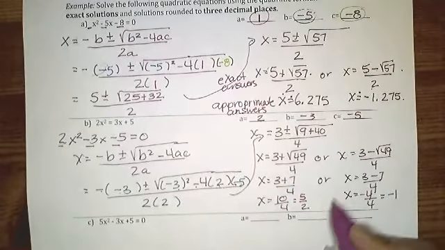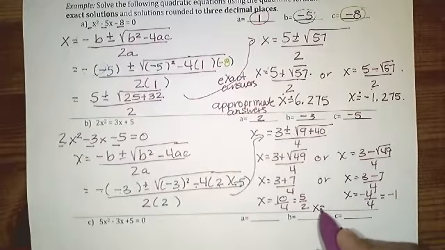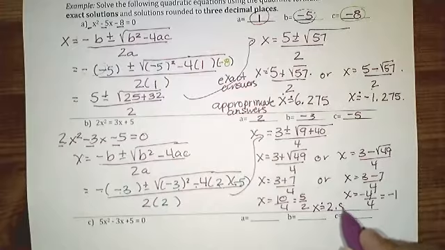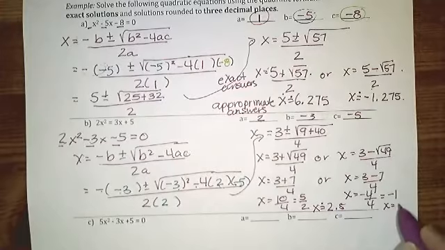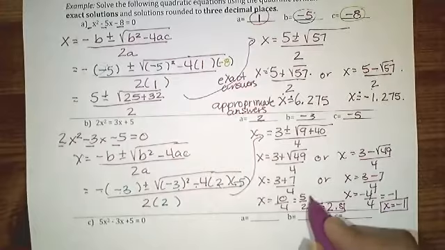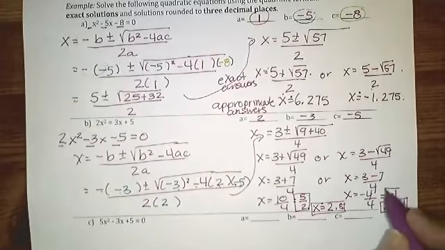It also asks us to provide our rounded answers. So 10 divided by 4 is just 2.5, and this would just be equal to negative 1. Those would be your rounded answers, and then these are the exact answers.